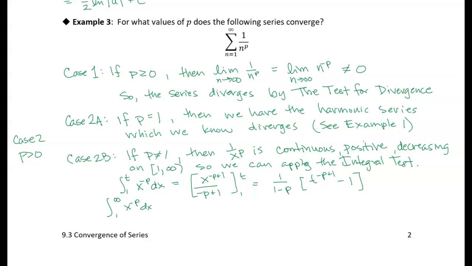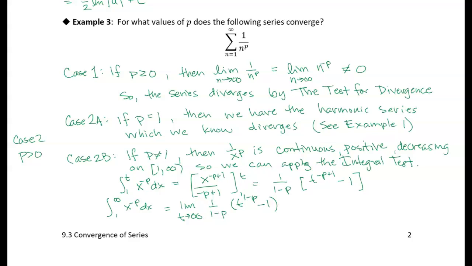So that's going to be the limit as t goes to infinity of the result that I just got. So I'm going to take the limit of, if I flip that around, it's 1 over 1 minus p, and then I have t to the, I can rewrite this as 1 minus p, minus 1. Okay, and so it's all going to depend on what p is.